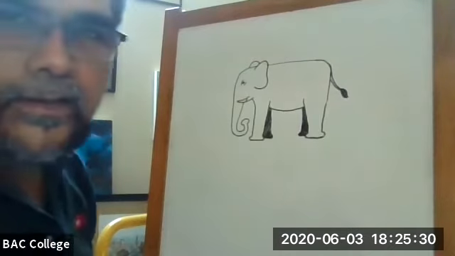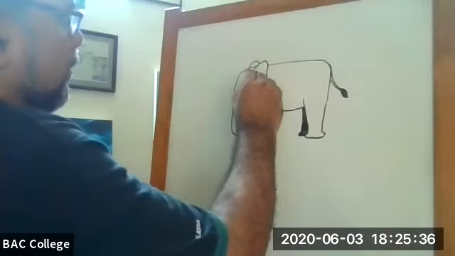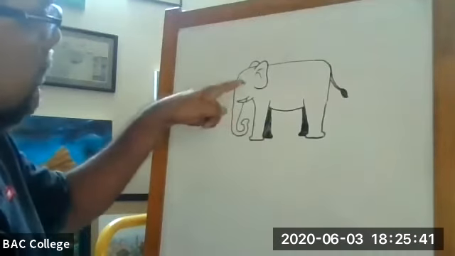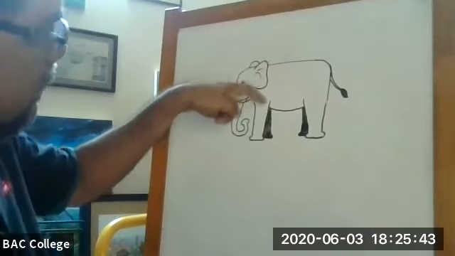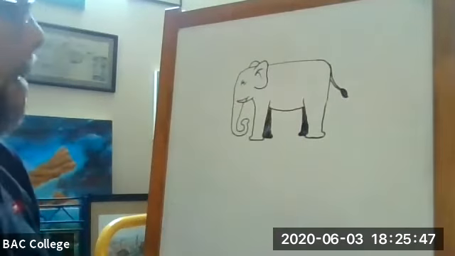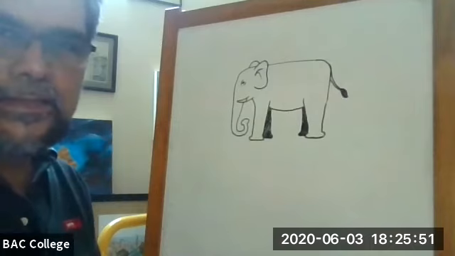Okay, all right. So what else is missing? You can draw two lines for the ears. Just two lines, one going up this way, one going down. But these two lines are connected here. Okay, now what else is missing from the elephant?